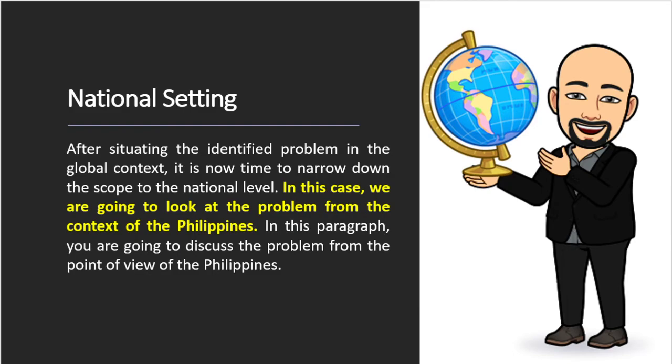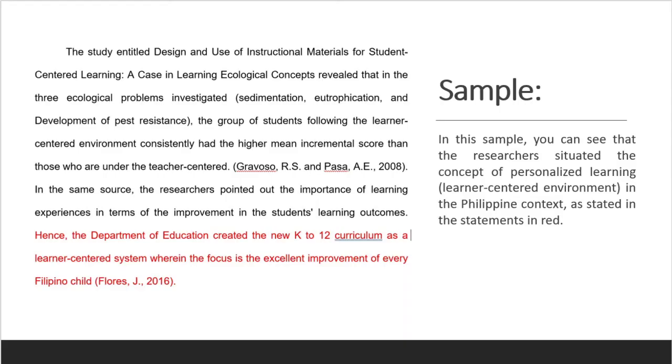So how did the researchers do that? So as you can see, the one in red is the discussion of the context of individualized learning in the Philippines. But they also gave a primer. Okay, the ones in black, they're the primer. So the study entitled Design and Use of Instructional Materials for Student-Centered Learning. So this is more like a prelude to the mentioning of the plight of the Philippines in terms of individual learning or student-centered learning. And that is the one in red. So these studies, these statements were taken from researches conducted in the Philippines.